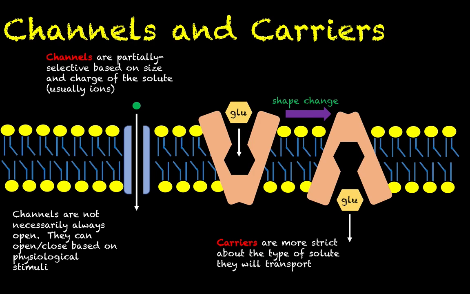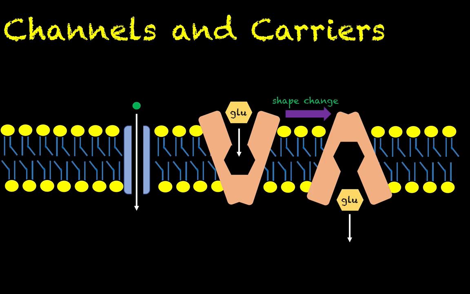Carriers are going to be a lot more strict about the type of solute they transport. They're a little bit similar to enzymes in that a particular type of solute they're going to transport conforms to a shape of something that looks a little bit like an active site. This carrier that's illustrated here, you can see is very particular about binding to something that is shaped like glucose. So glucose in this case binds to the carrier, and then the carrier goes through a type of shape change that allows glucose to be released on the other side of the membrane.